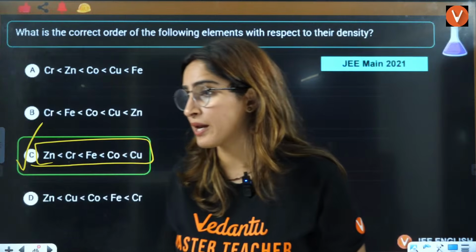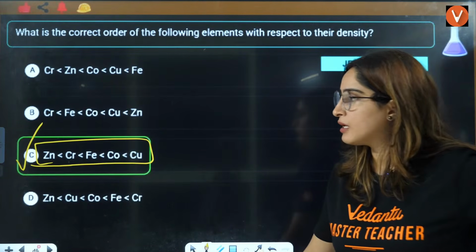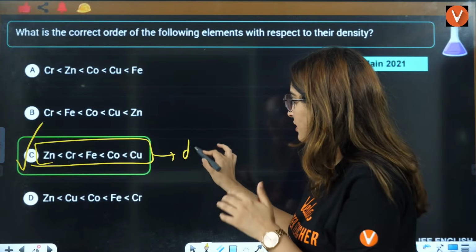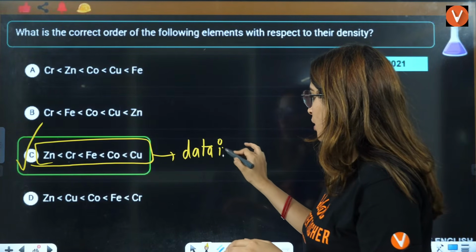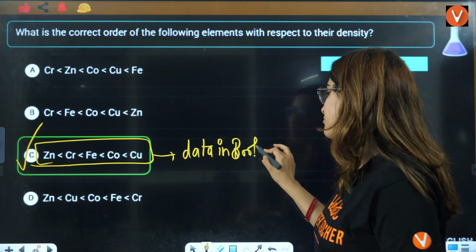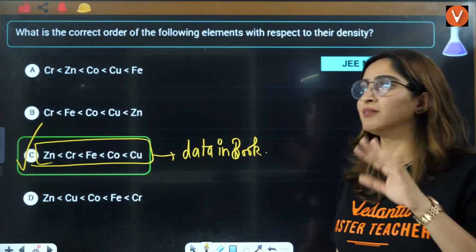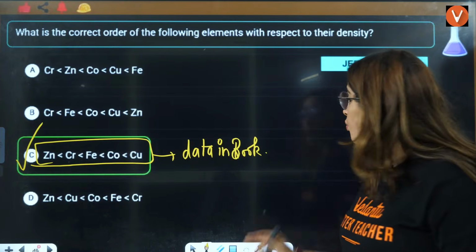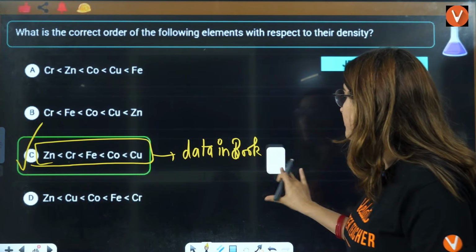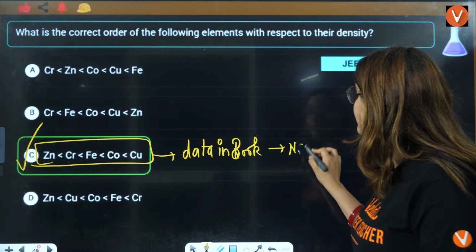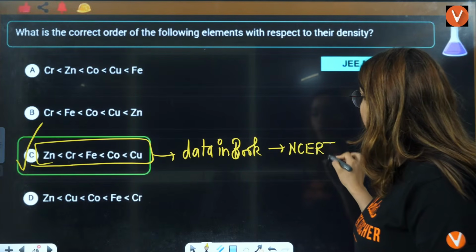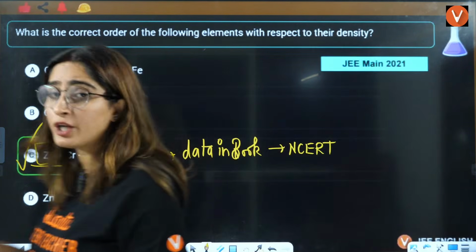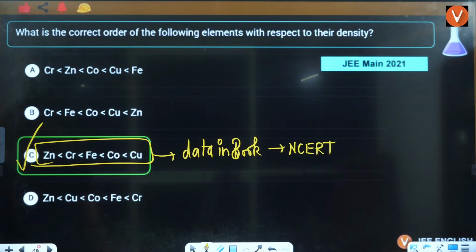This is from the experimental data that we have. Okay, from the data in the book. Ma'am, I am checking the data on Google. Doesn't matter. I am checking the data on ChatGPT. Doesn't matter. What is in your NCERT is what matters here for your exam, right? For your exam, what is written in your NCERT will be taken as correct.